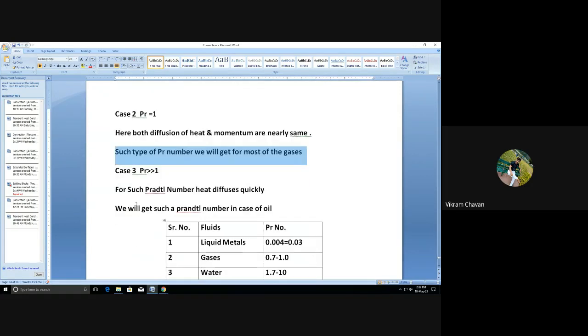Then the last case is Prandtl number greater than 1. In that case, the thermal boundary layer thickness is at a lower position than the velocity boundary layer thickness. So heat diffuses more quickly as compared to the diffusion of momentum. We get a Prandtl number greater than 1 in the case of oils.